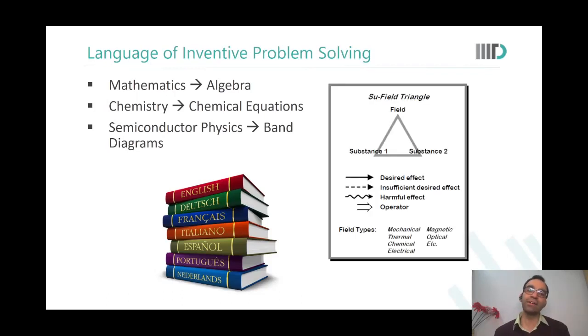And he defined what is called a substance field diagram. He said that typically there would be interactions between substances which could be insufficient or harmful, and therefore any problem would exist in the first place. By correcting the substance field diagrams, we could handle all the problems that the system is experiencing. And he said the kinds of fields that you could use could be mechanical, thermal, chemical, electrical, magnetic, optical, acoustic, and so on. So he listed these fields also, which could be used to solve the problems.